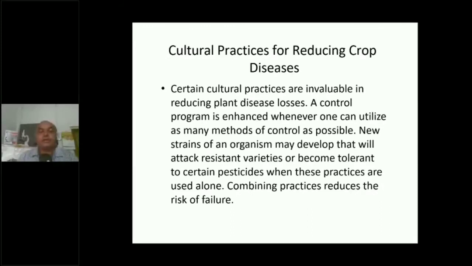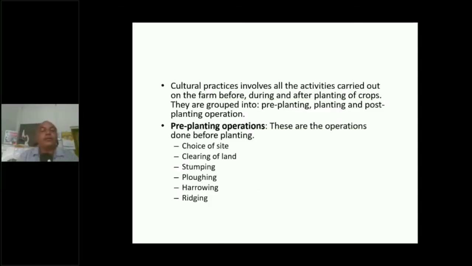And among these cultural practices, deep plowing is also very important. There are some pre-planting operations before plantation. We can choose a site where primary inoculum is less: clearing of land, stubbling, plowing, deep plowing, harrowing, ridging. These are the operations which will certainly help to reduce the primary source of inoculum.